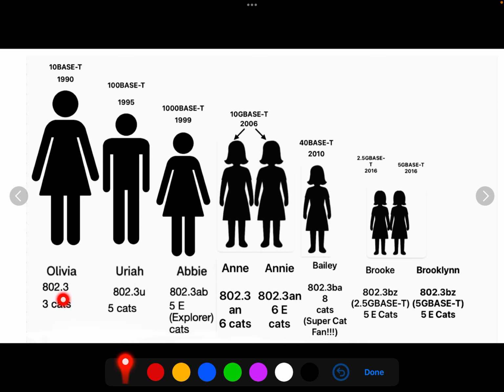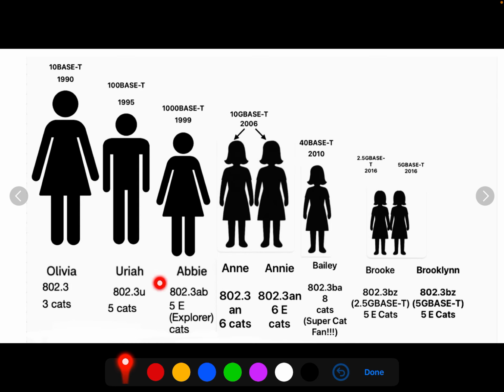If we look here, 8.3, 8.3u, 8.3ab, 8.3an, 8.3an, 8.3ba, 8.3bz, 8.3bz. Now, in the CCNA exam, a possible question could be to ask you to identify a particular 8.3 standard. If you're anything like me, I really had a hard time remembering these, so I thought let's create a little analogy to help me remember that. And hopefully this could help you as well.